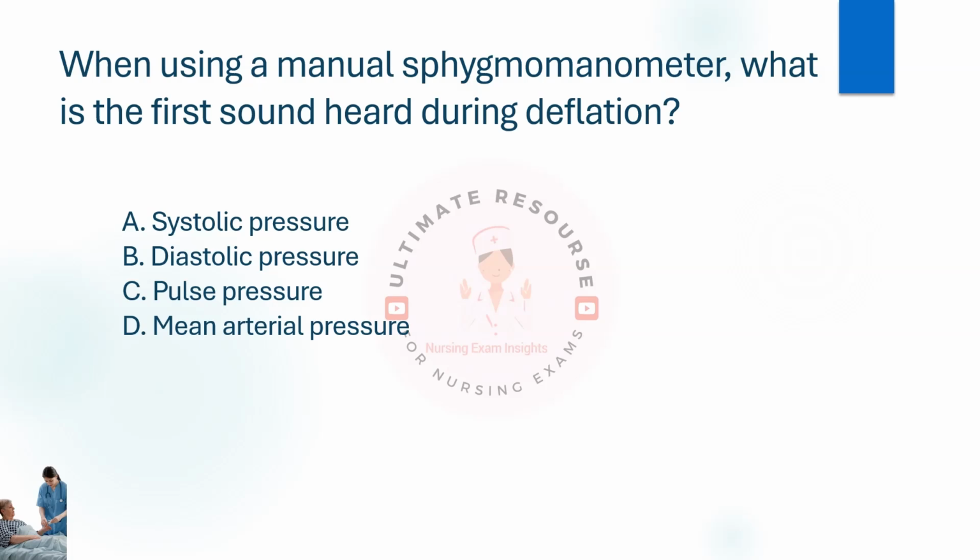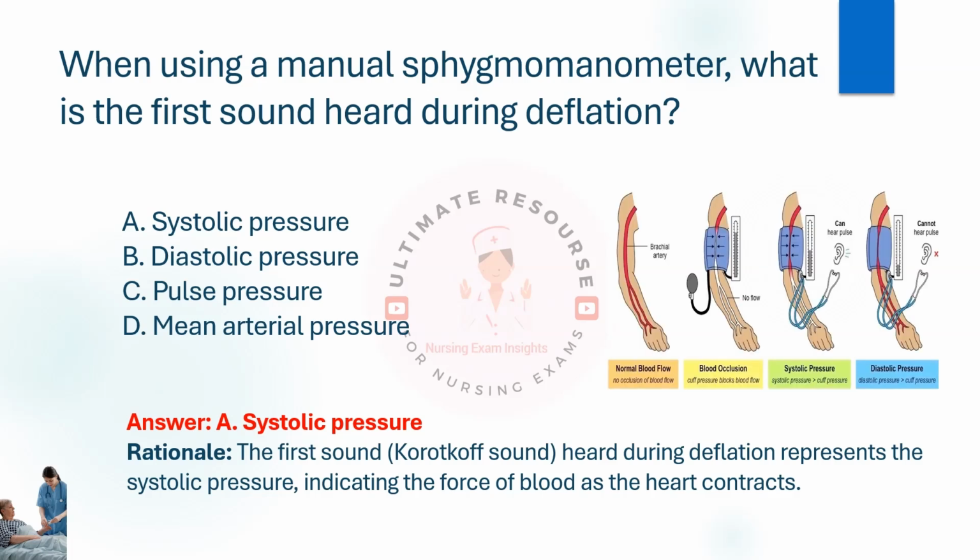When using a manual sphygmomanometer, what is the first sound heard during deflation? Options are A. systolic pressure, B. diastolic pressure, C. pulse pressure, D. mean arterial pressure. The answer is A, systolic pressure.